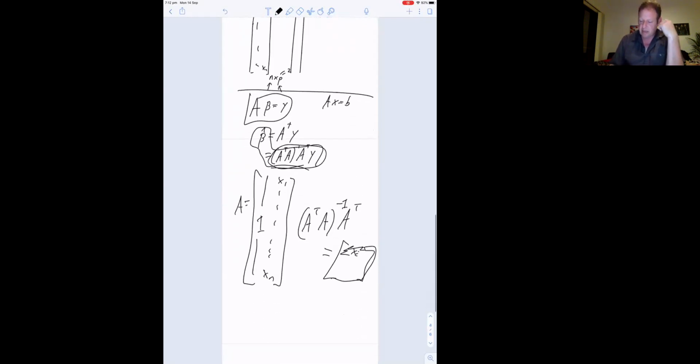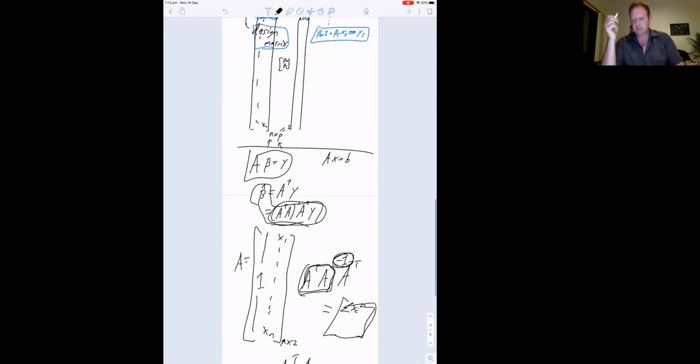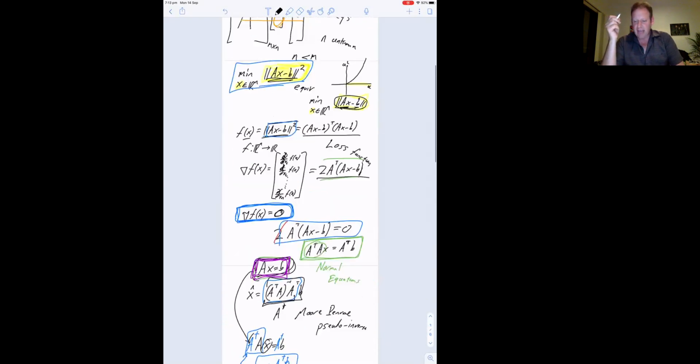Keep in mind this Gram matrix. What's the dimension of this Gram matrix? What's the dimension of A transpose A, when A is n by two? It's just a 2 by 2 matrix, okay? And you know how to invert a 2 by 2 matrix explicitly. So this is how you get an explicit solution, okay? But this works in general.